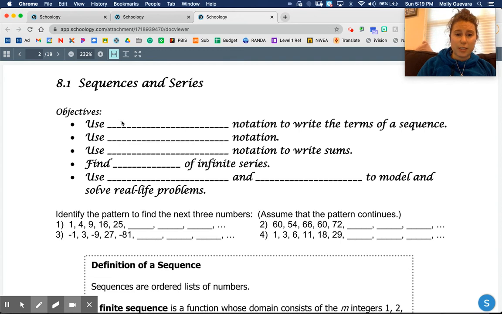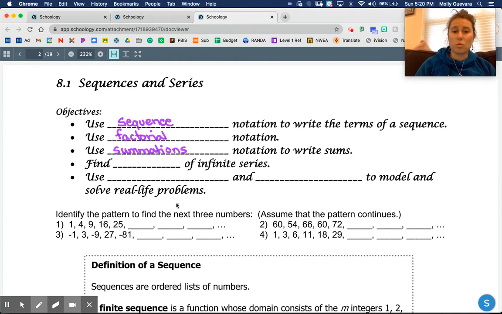So our first objective is we're going to use sequence notation to write the terms of a sequence. Okay. And this should be review from hopefully Algebra 1, Algebra 2, and so on. Second objective is that we're going to look into factorial notation. So what does that mean? What is a factorial? That will be new.